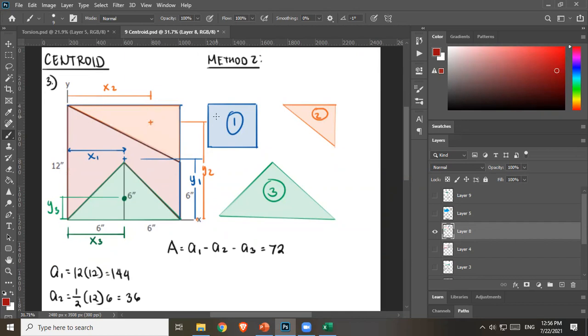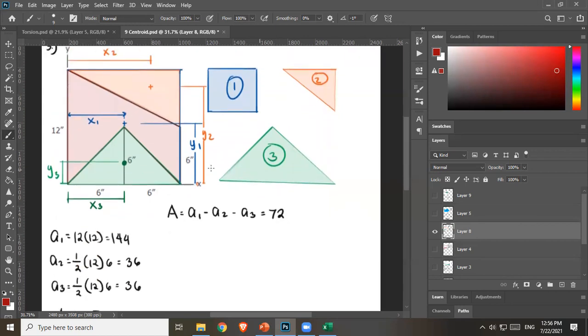Next, this orange right triangle. So 1/2 base times height. 1/2 base is this, which is 12. So 1/2 12. And then this height. This height is 6 because total length is 12, and this length is 6. So the remaining length, 12 minus 6, that's 6. So 1/2 12 times 6, 36.